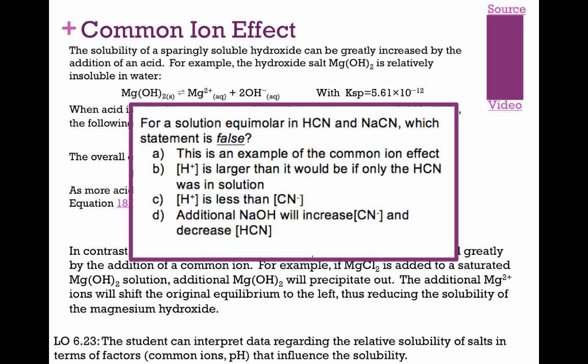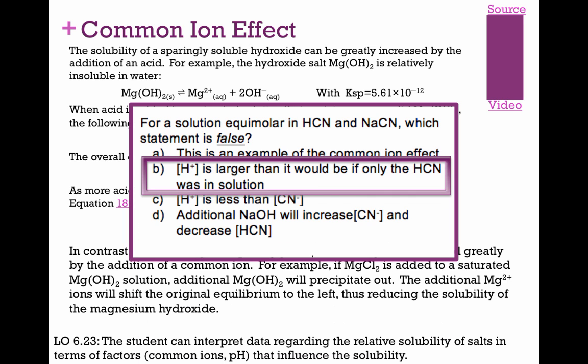So for a solution that is equimolar in HCN and NaCN, which statement is false? This is an example of the common ion effect. H plus is larger than it would be if only the HCN was in solution. H plus is less than CN minus, and NaOH will increase CN minus and decrease HCN. So yes, this is a common ion effect. H plus is larger than it would be if only the HCN was in solution. Well, when you add NaCN, are you adding any more H plus? No, that one's actually the false one.